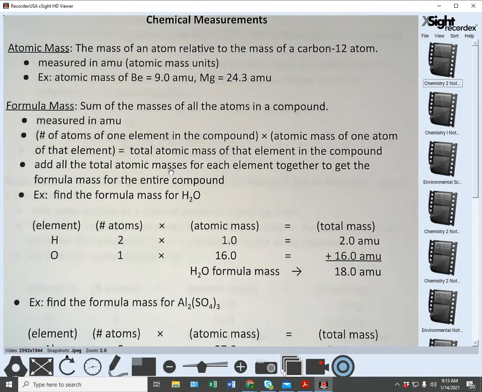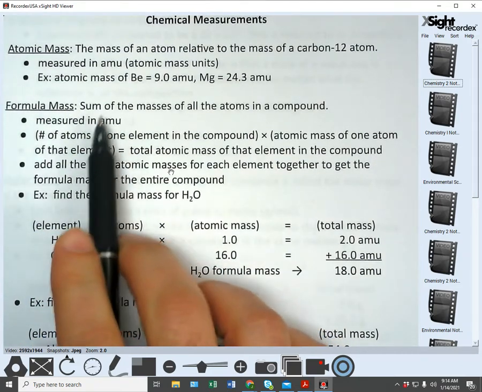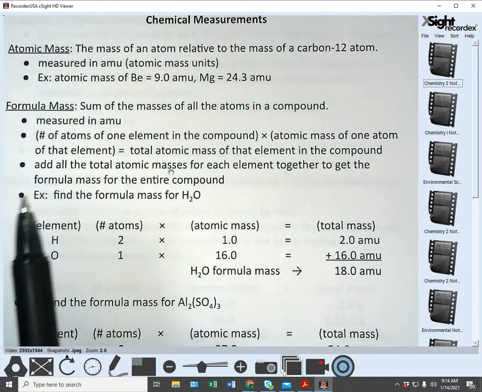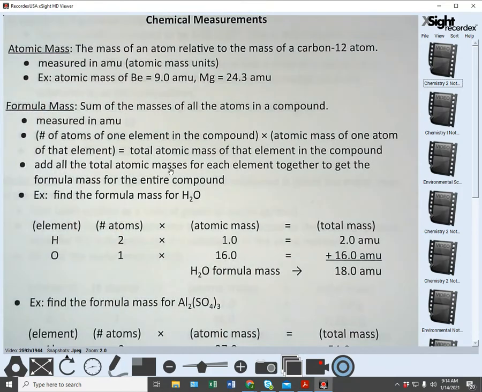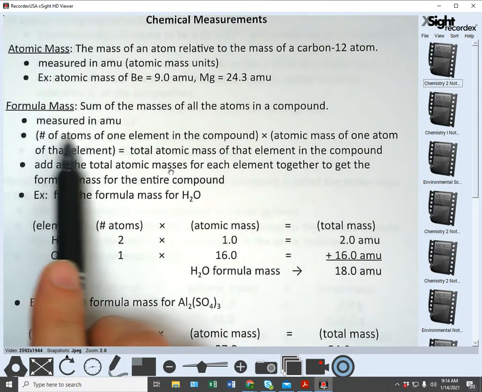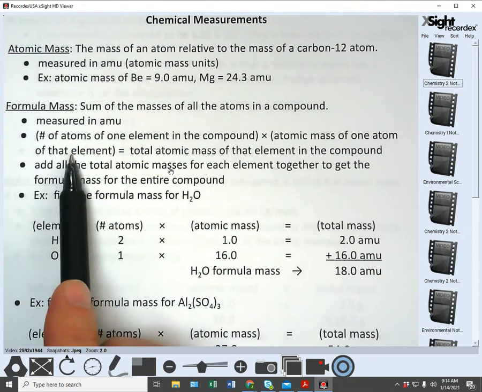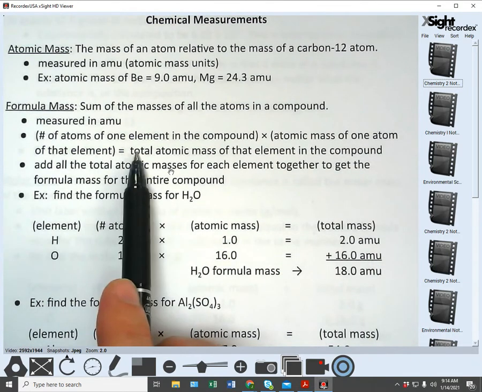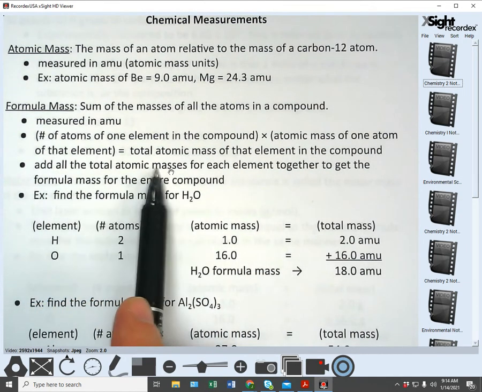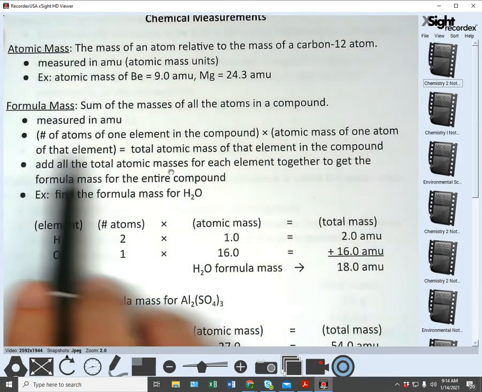There we go. Formula mass. Formula mass is exactly what it sounds like. It's the sum, adding up, of all the masses of all the atoms in a compound. The formula mass is also measured in AMUs. How do you calculate it? Well, you take the number of atoms of one element in the compound times the atomic mass of one atom of that element. That equals the total atomic mass of that element in the compound. Then you add all of the total atomic masses for each element together to get the formula mass for the entire compound.